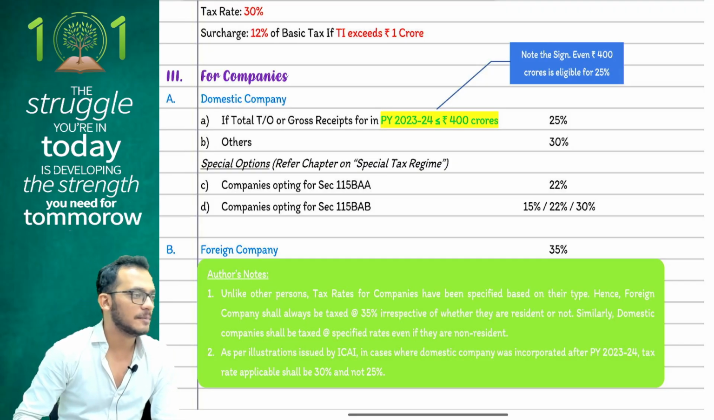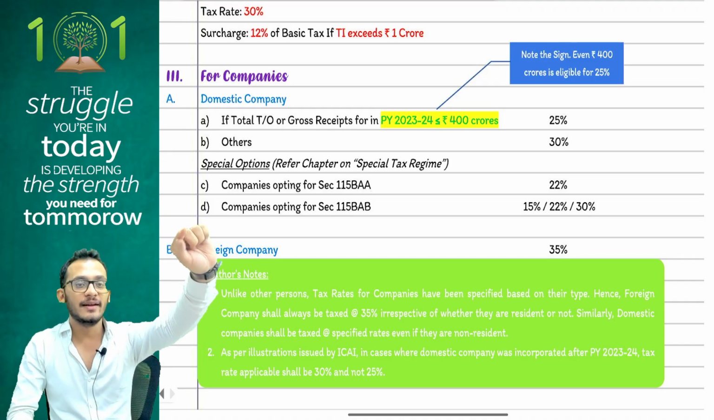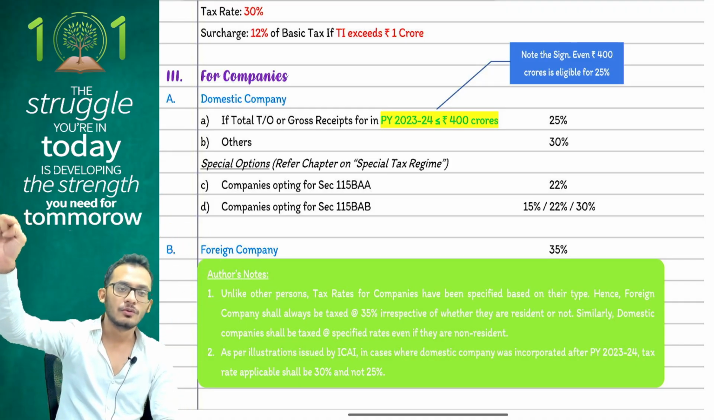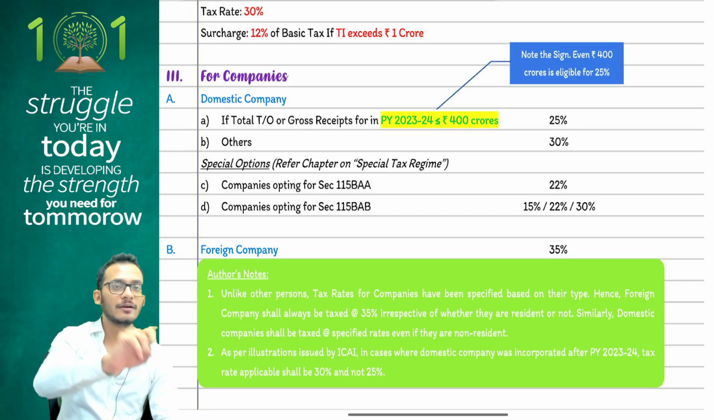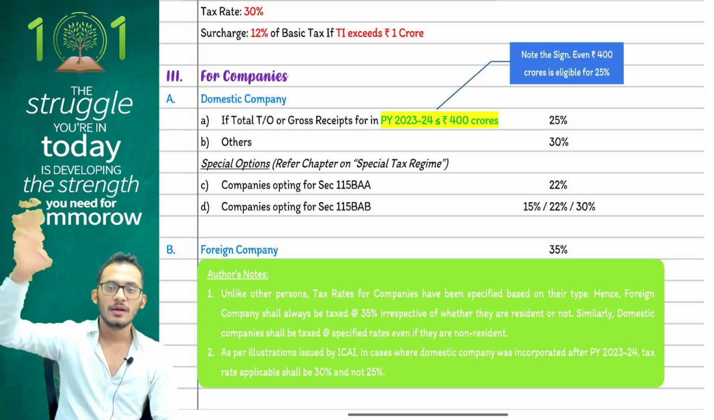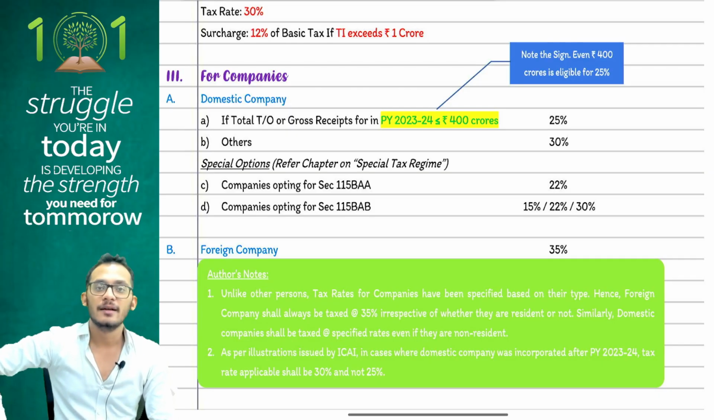What are the surcharge rates, people? Surcharge rates are 0, 7, 12, 0, 2, 5. For income up to 1 crore, there is no surcharge. For income between 1 crore and 10 crores, it is 7 and 2. For income more than 10 crores, it is 2 and 5.